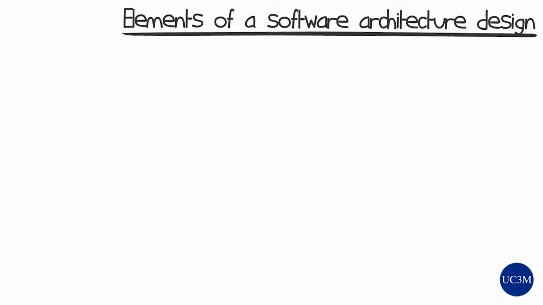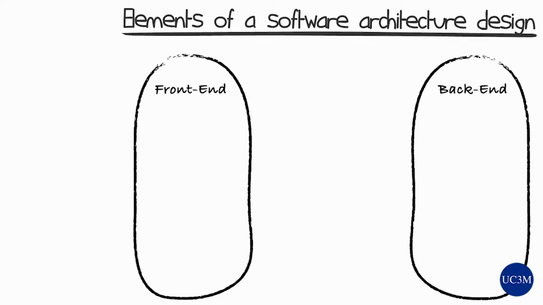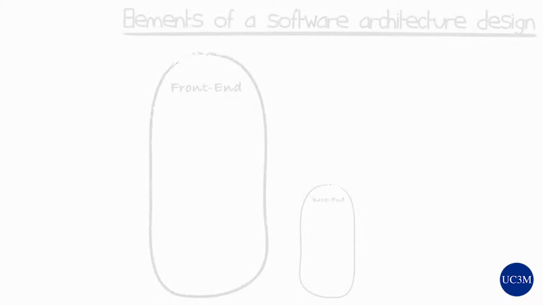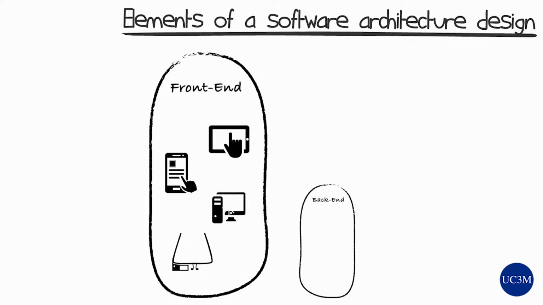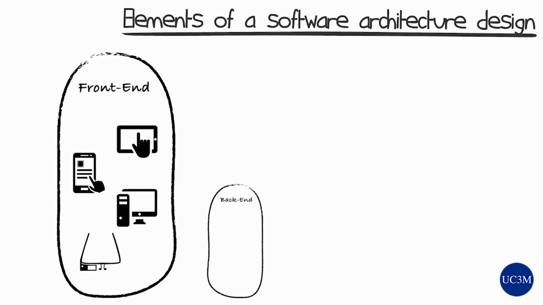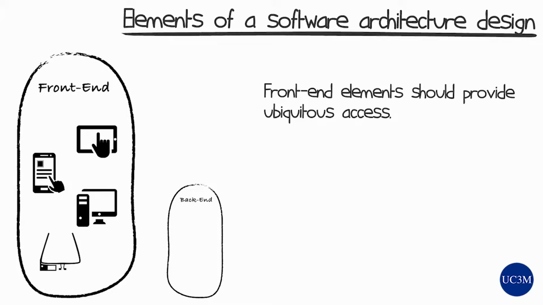Advanced software systems are composed of two types of software pieces: front-end and back-end elements. Front-end elements supply end users with the interface to interact with the functionalities of the software system. In the app for managing accessible public transport trips, front-end components are the different interfaces that a citizen can use to interact with the system. For example, tablets, mobile phones, eyeglasses, or wall screens. Front-end elements should provide ubiquitous access.